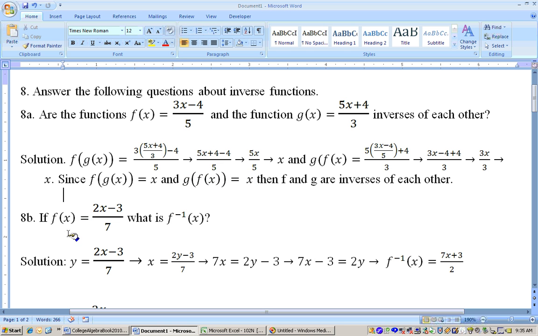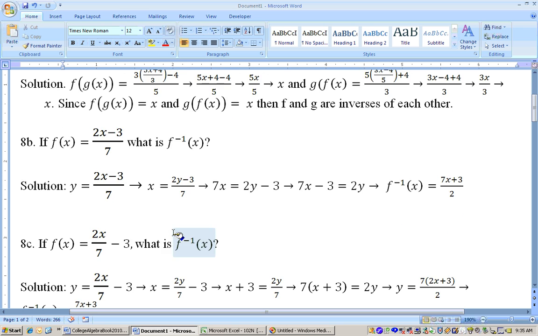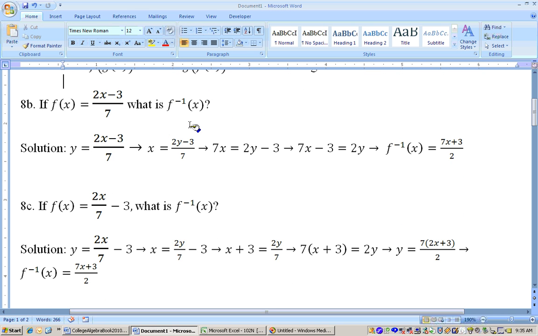Part B says, if f of x equals (2x minus 3) over 7, what is f inverse of x? Well, to get an inverse function, first write the equation with y equals instead of f of x equals. Then replace every y with an x and every x with a y to get x equals (2y minus 3) over 7. Now solve this for y.